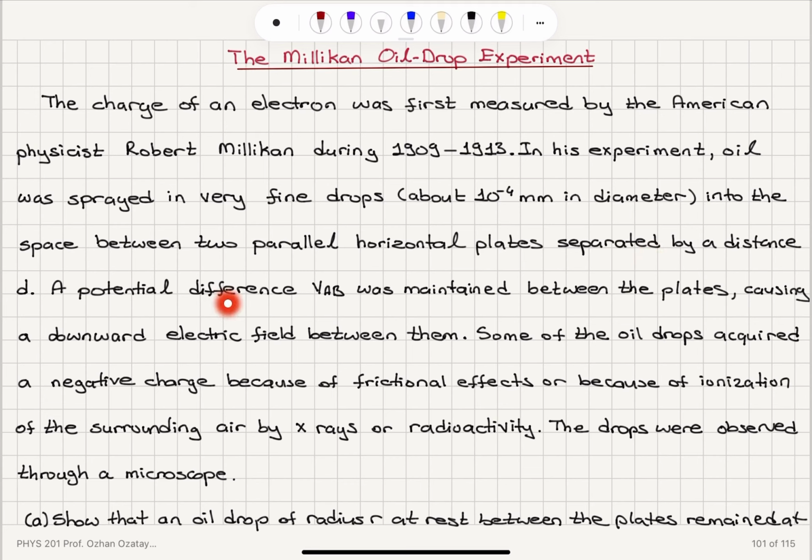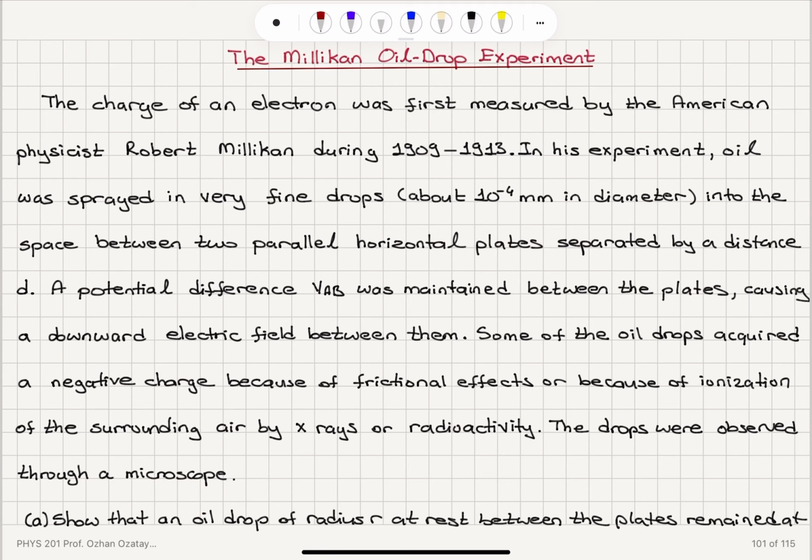A potential difference VAB was maintained between the plates, causing a downward electric field between them. Some of the oil drops acquired a negative charge because of frictional effects or because of ionization of the surrounding air by X-rays or radioactivity. The drops were observed through a microscope.